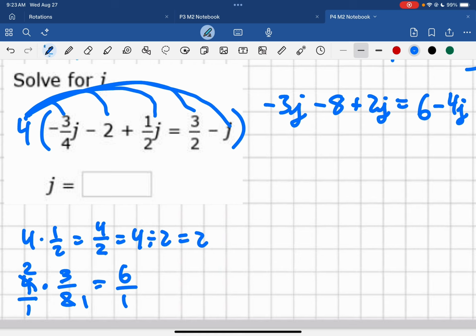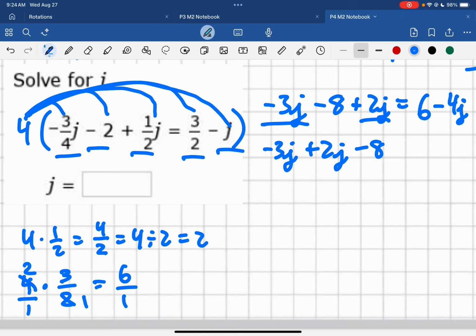Dang, look at all that multiplication. That's 1, 2, 3, 4, 5 terms. Wow. Okay, the left side right here can use some simplifying because we have some like terms. And when I combine those like terms, that's negative 3j plus 2j minus 8. I get negative 1j minus 8. And then I'm going to bring this down right here. So I get 6 minus 4j.